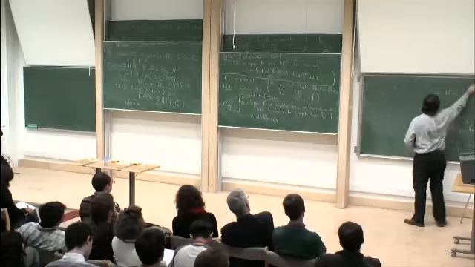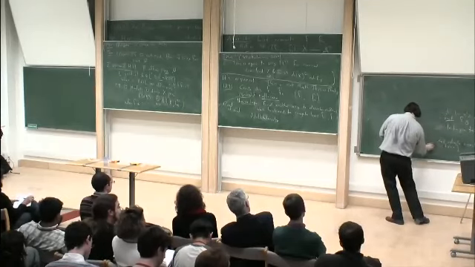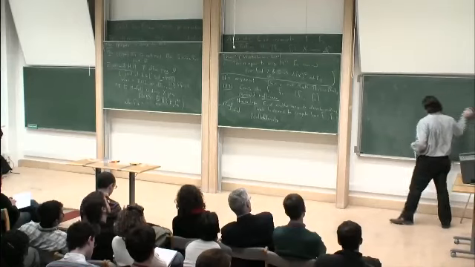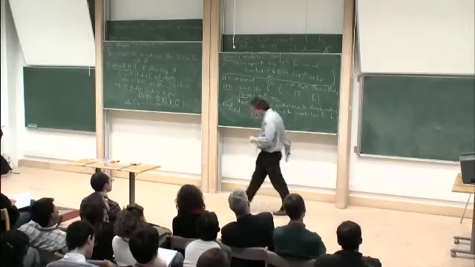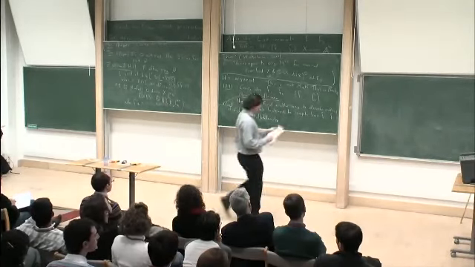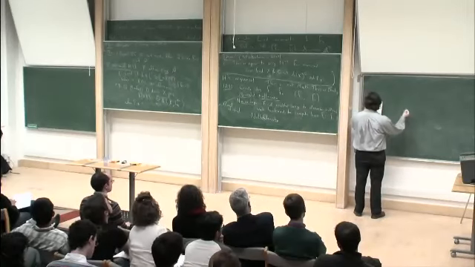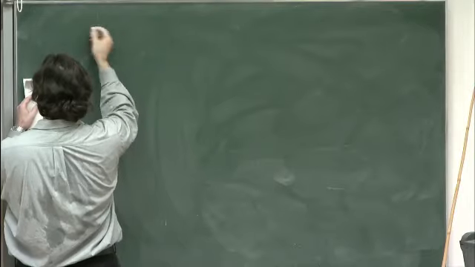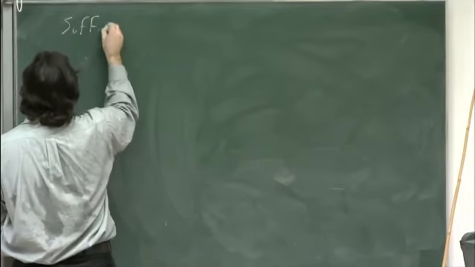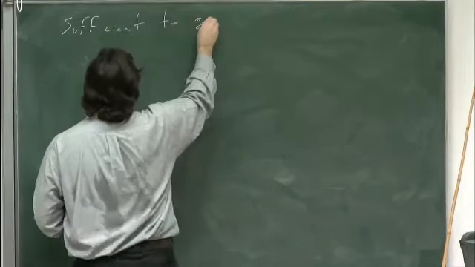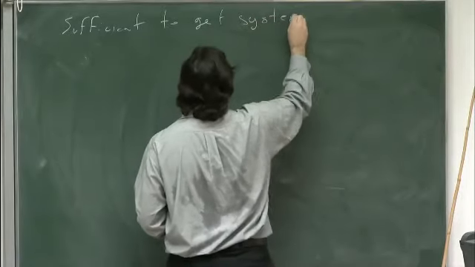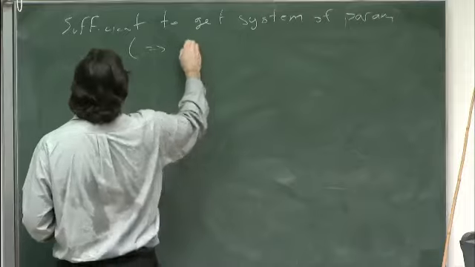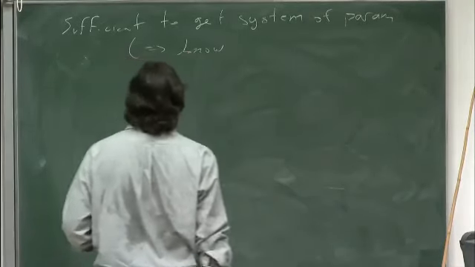But the point is that he was able to compute a so-called system of parameters. So in essence, he proved a graded version of Noether's normalization theorem in the same paper. So described, sufficient to get a system of parameters. So in particular, you know the dimension. And in fact, you get a finite map down to an affine space with the right dimension.